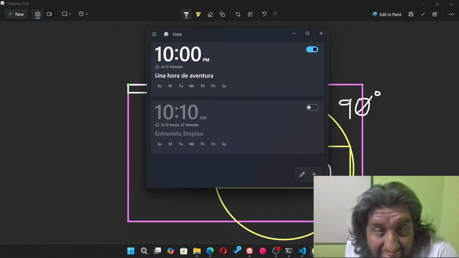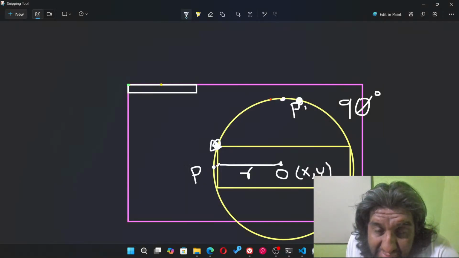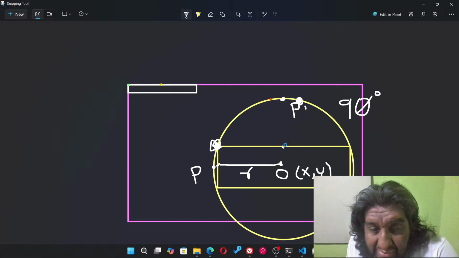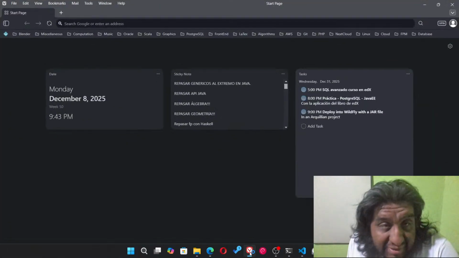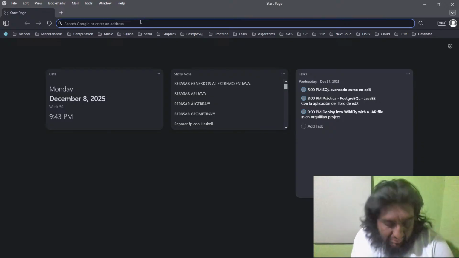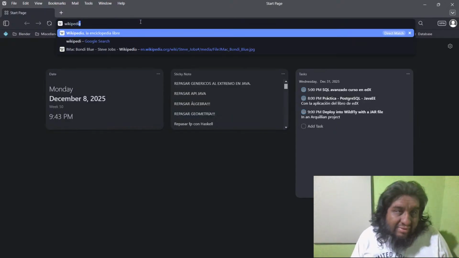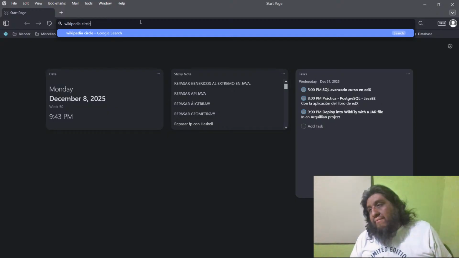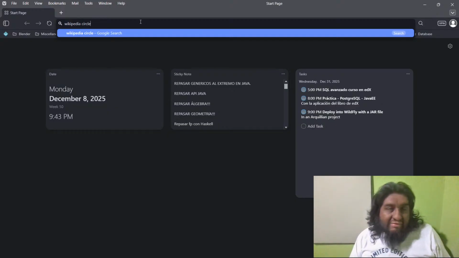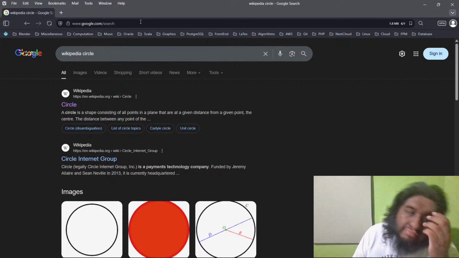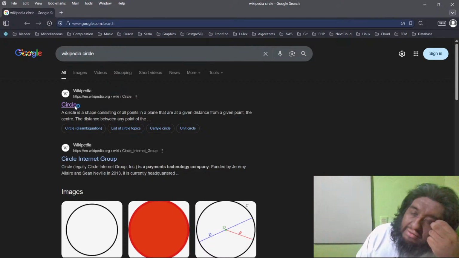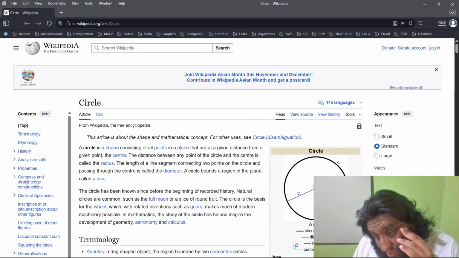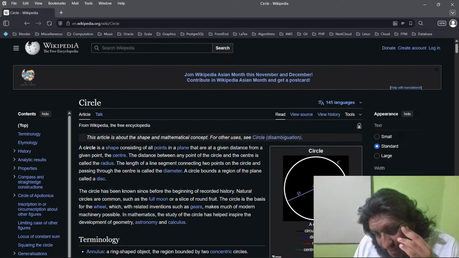So okay. 70 minutes. I think we can use this time to explore the circle on Wikipedia. Circle. Maybe we will find the solution in here. I already took a look some days ago. I'm not sure why.